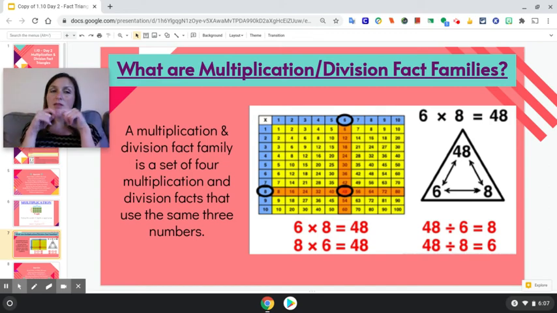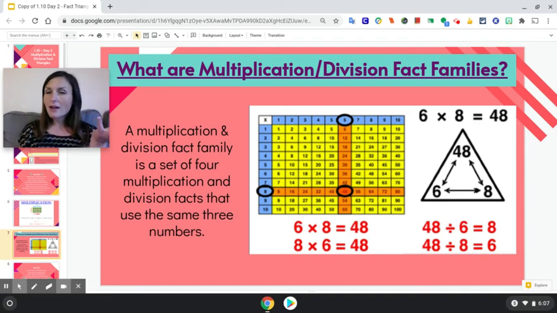It's always going to be the same three numbers. If I cover up the 6, then it's 48 divided by 8 equals 6. If I cover up the 48, it's 6 times 8 is 48. Okay, so it's always those three numbers. You can't all of a sudden throw in and say, 24. It doesn't fit. It's always 6, 8, and 48 for division or multiplication.